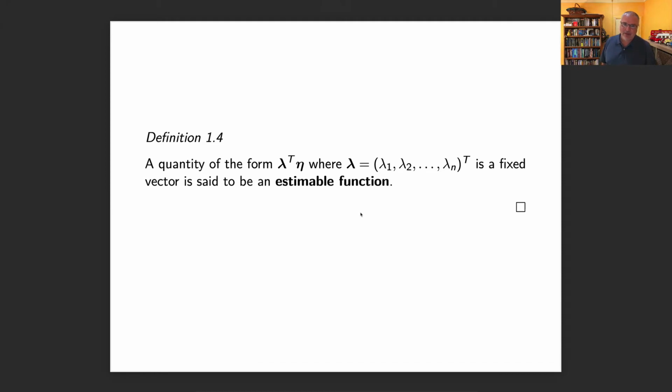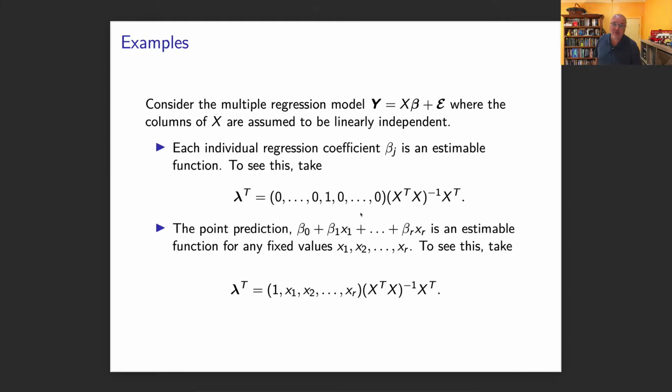That number I get out, we're going to call an estimable function. So basically, if I have any quantity that I would like to estimate, which is lambda transpose eta, that is called an estimable function. Well, why do I care about estimable functions? Everything we really do with linear models are estimable functions. You just have to think in terms of this lambda.